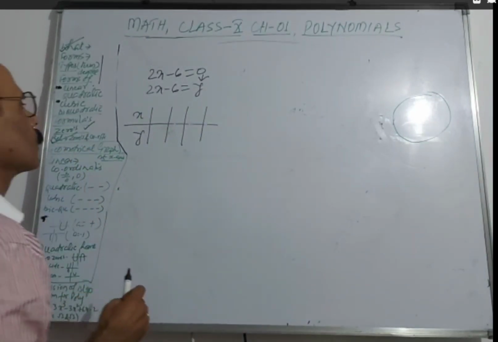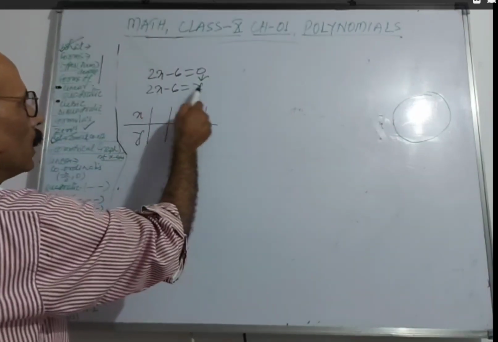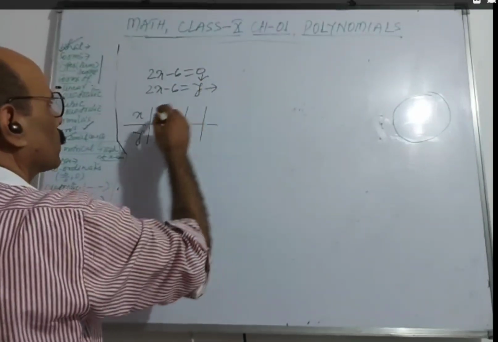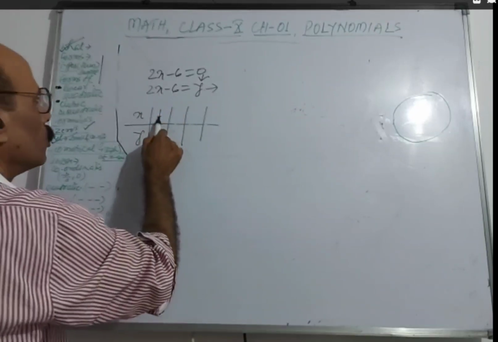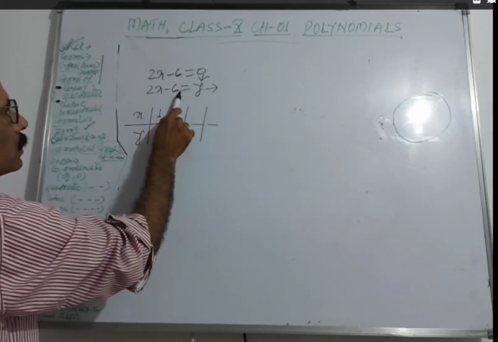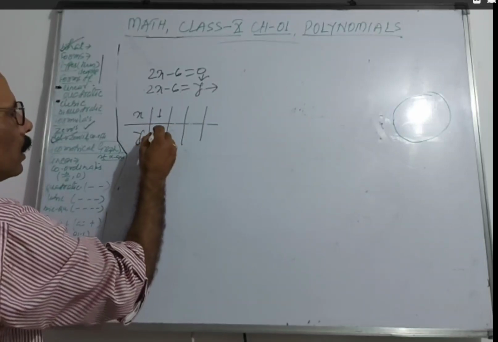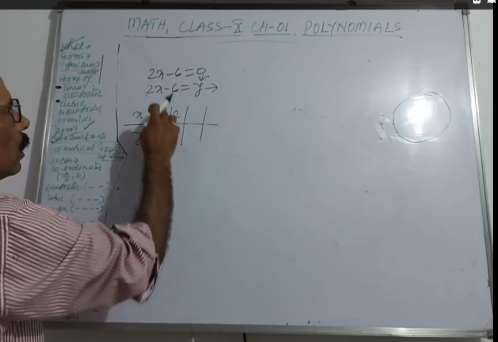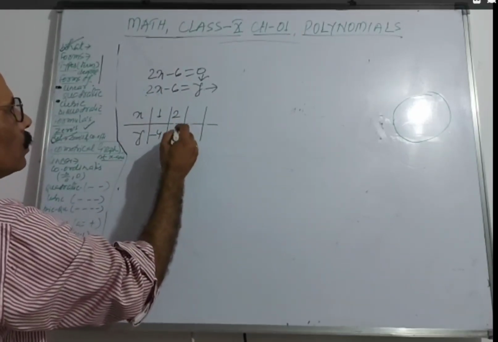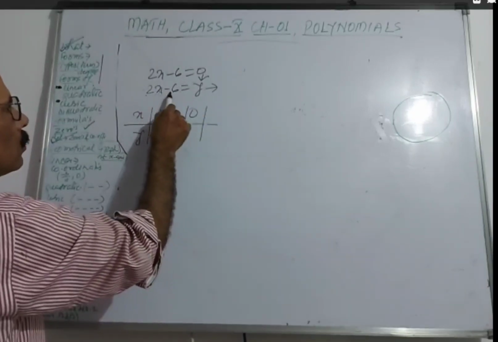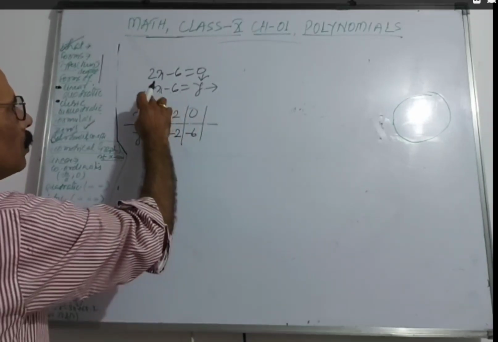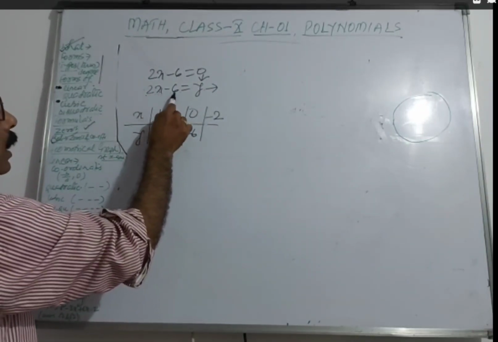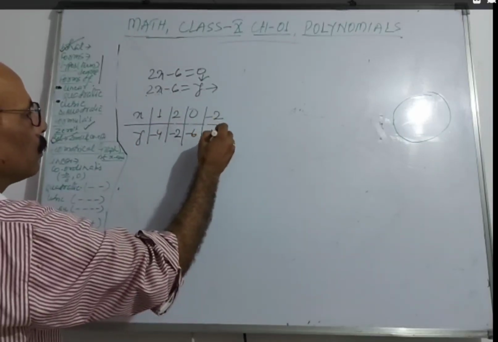Suppose you put a value of x, then y will come. In this equation, if you put 1 in place of x, this is 2 minus 6, which is minus 4. If you give 2, then this is 4 minus 6, so minus 2. If you give 0, then this will be minus 6. If you give minus 2, then minus 4 minus 6, this will be minus 10.